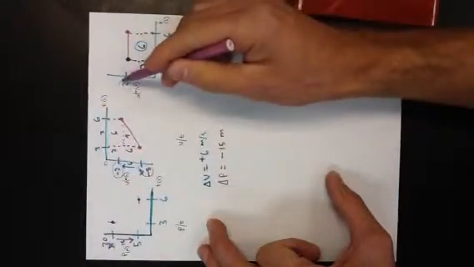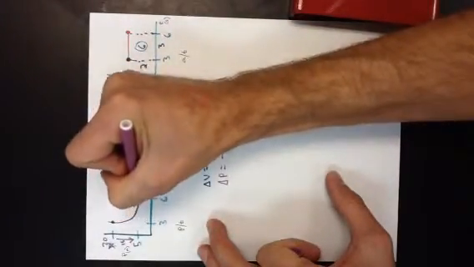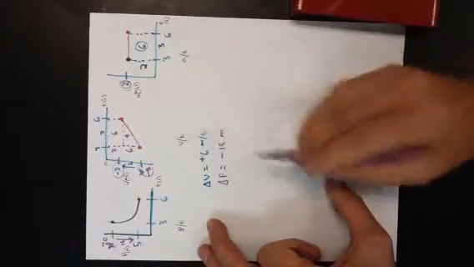And I look at my acceleration value and it's positive, so that means my curve must open up. So that would be my position time curve for this scenario.